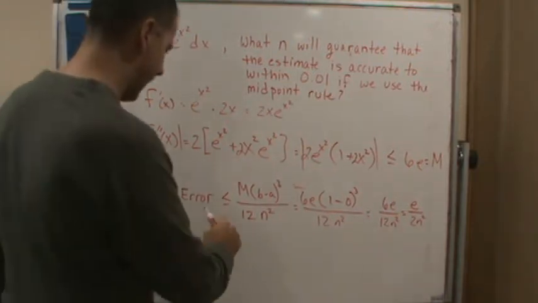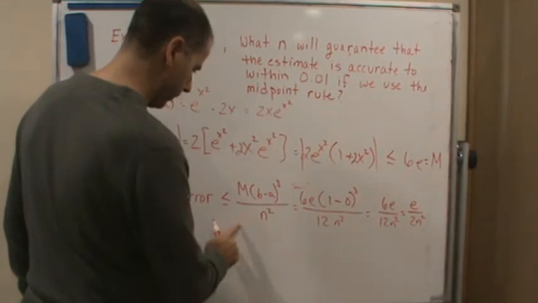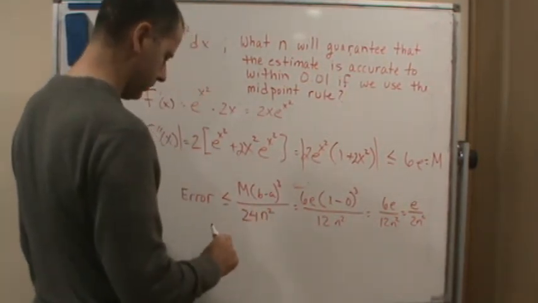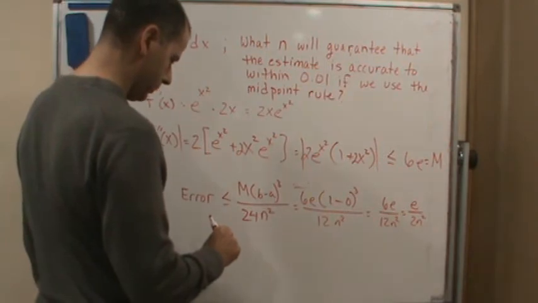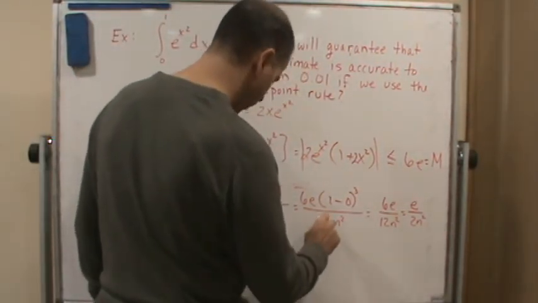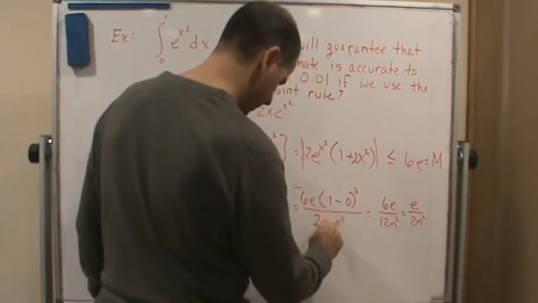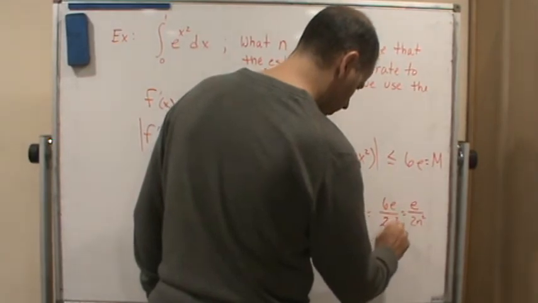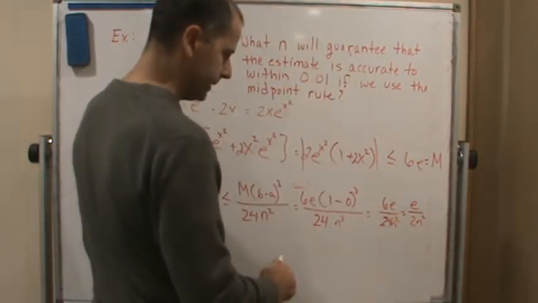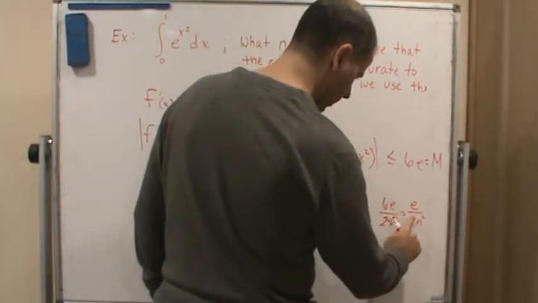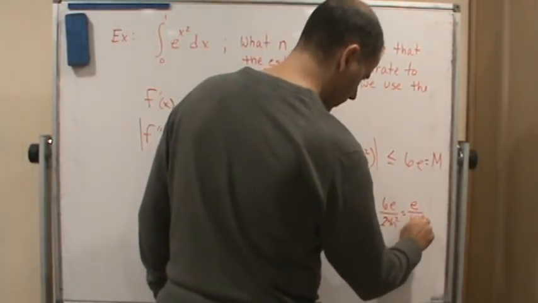Oh, wait a minute. I'm thinking trapezoidal. Right, because the midpoint rule is more accurate. So this needs to be 24. Sorry about that. So this is 24. And so this is going to be 4.